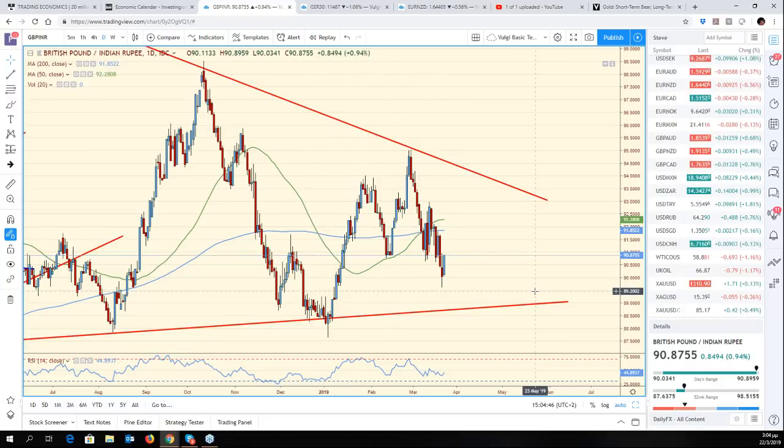Which is a good signal, because I do think that this complete absence of volatility that we had so far is probably going away, and we should have more interesting weeks ahead.